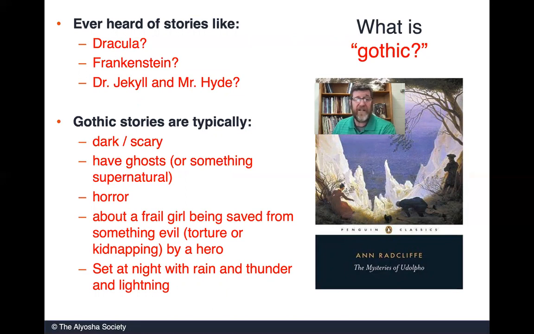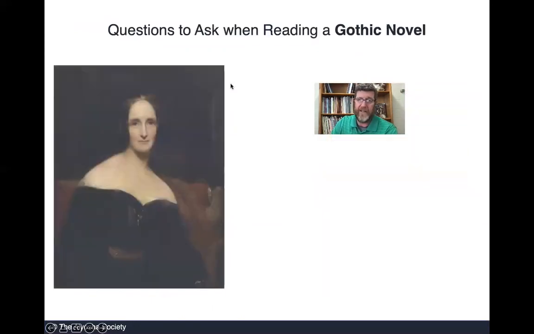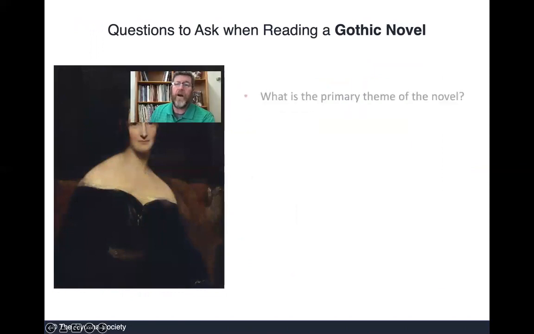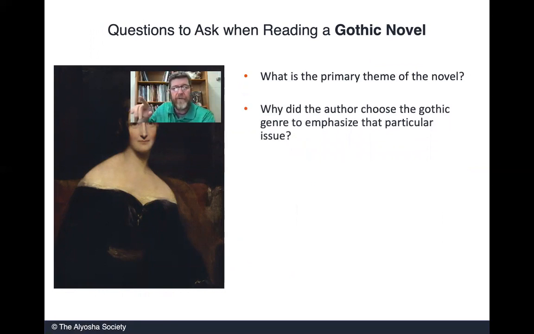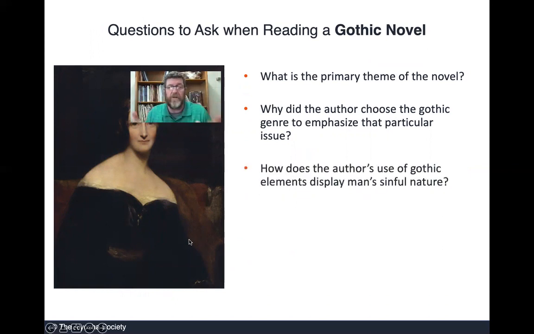And a novel that Mary Shelley was probably very familiar with would have been Ann Radcliffe's The Mysteries of Udolpho. She was living right at the exact same time as Jane Austen, and this is one of the most popular novels of the day. All right, so let's transition now. What are our Gothic genre questions? Okay, I want you to begin with what's the theme of the novel? And then I want you to get to, okay, now why would this author choose the Gothic genre to get that particular point across?